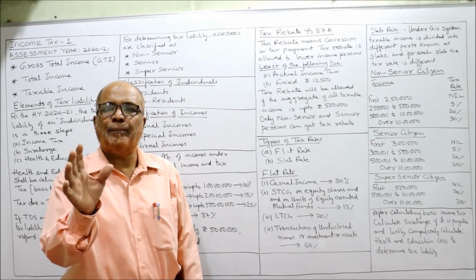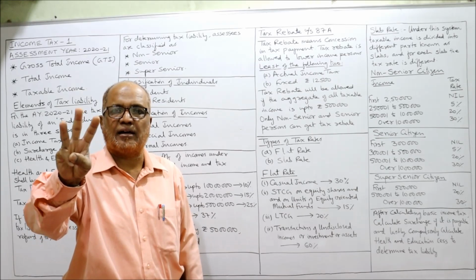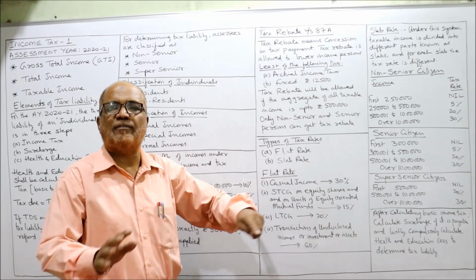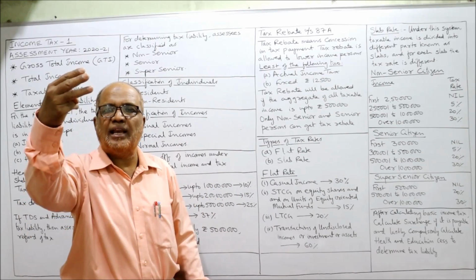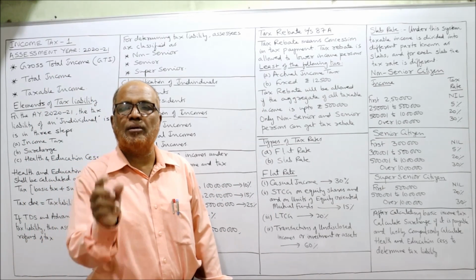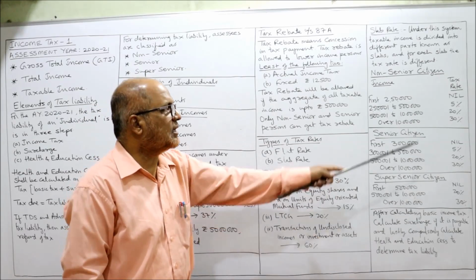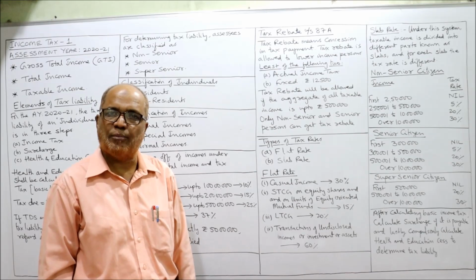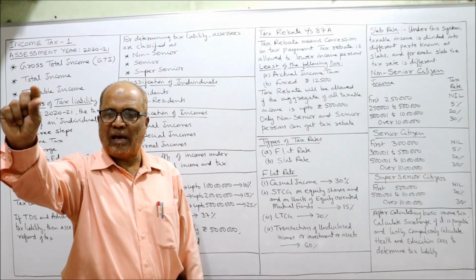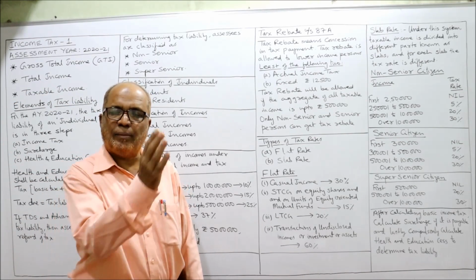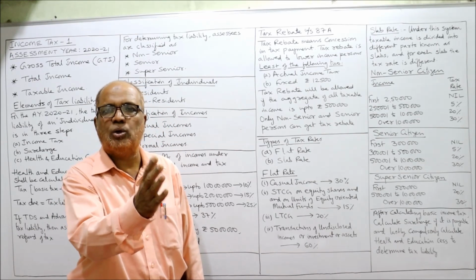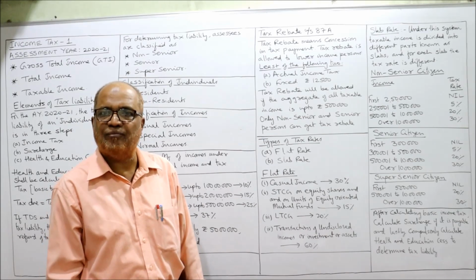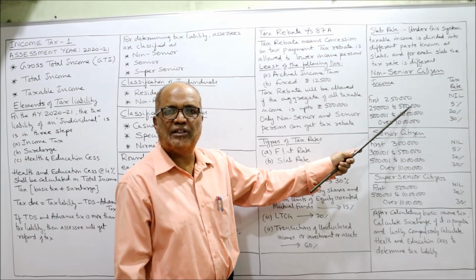For example, if a person has a total income of 3 lakh, out of 3 lakh the first 2,50,000 is exempted. So 3 lakh minus 2,50,000, remaining is 50,000. On that 50,000, tax is 5%. Second slab. So first slab up to 2,50,000 is nil, no tax. From 2,50,001 to 5 lakh, whatever is the range of income, that income is taxed at 5%.